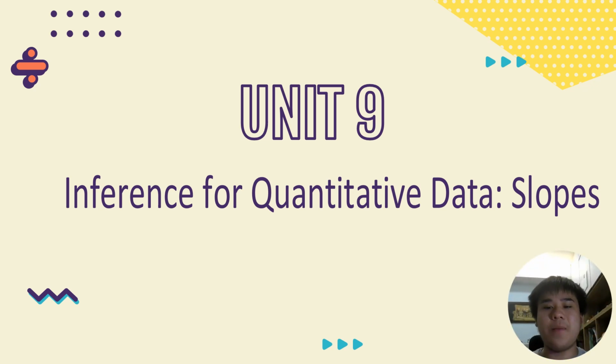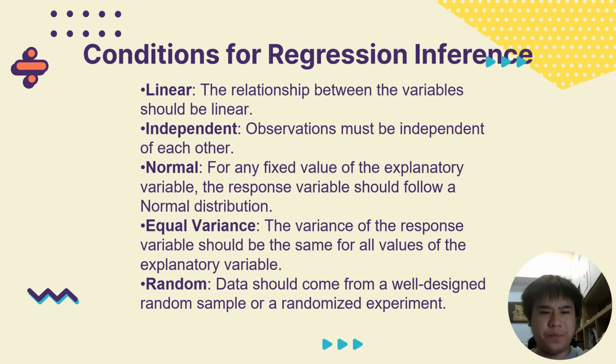Inference for quantitative data: slopes. So, conditions for linear inference. Linear: the relationship between variables should be linear. Independent: observations must be independent from each other. Normal: for any fixed value of the explanatory variable, the response variable should follow a normal distribution. Equal variance: the variance of the response variable should be the same for all values of the explanatory variable. Randomness: data should come from a well-designed random sample or a randomized design. See? It's all about being random.